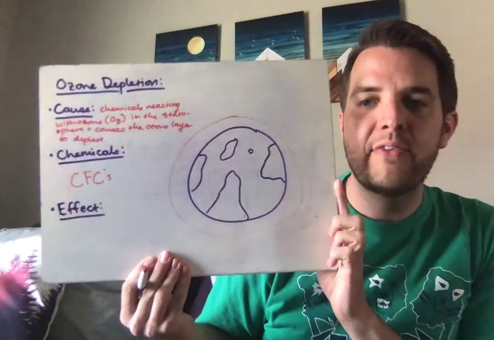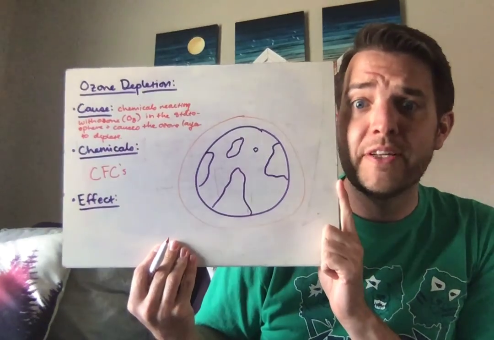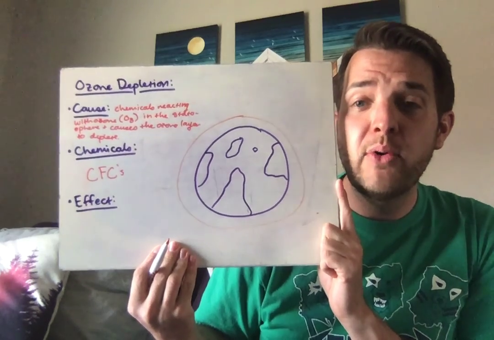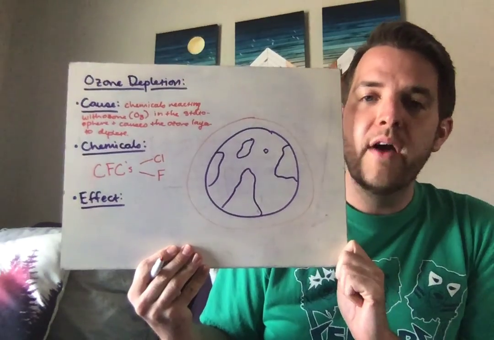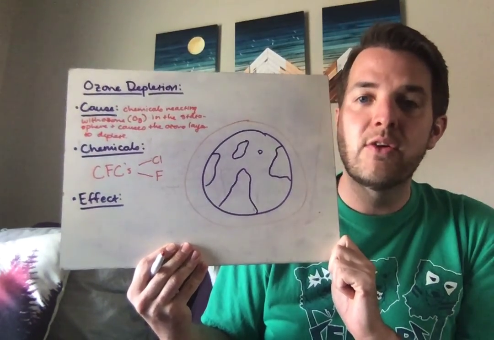So what chemicals, you ask? CFCs, chlorofluorocarbons. All right. So chlorofluorocarbons indicates to us that chloro is the prefix for chlorine. Fluoro is the prefix for fluorine. So these are some sort of carbon compounds that contain chlorine and fluorine.